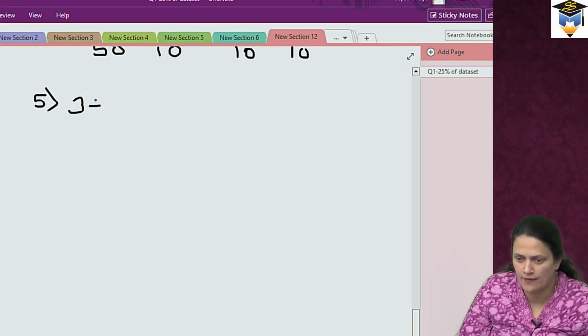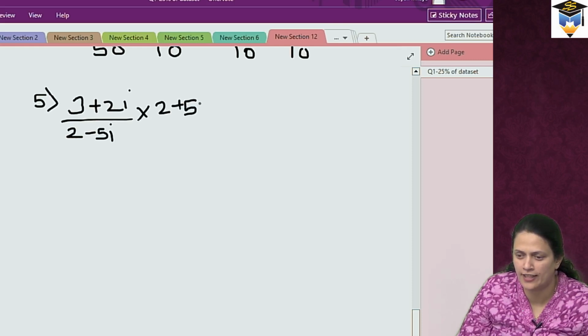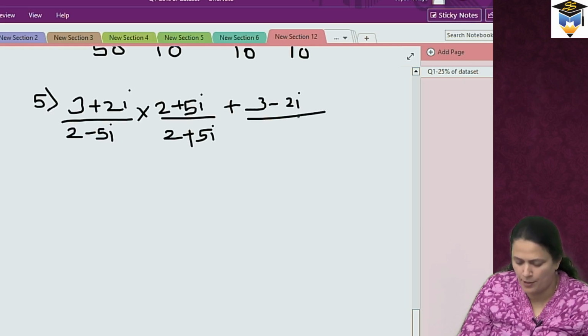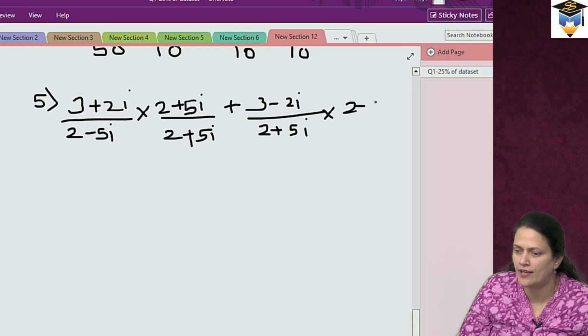(3 plus 2i) upon (2 minus 5i). So what I am going to do, I am going to multiply both numerator and denominator by 2 plus 5i here itself. So (3 minus 2i) upon (2 plus 5i) into (2 minus 5i) upon (2 minus 5i). Correct?